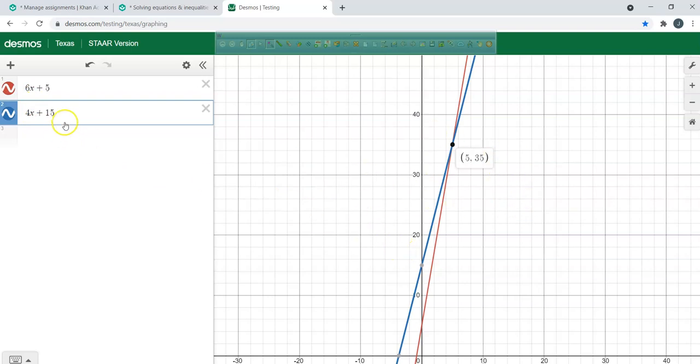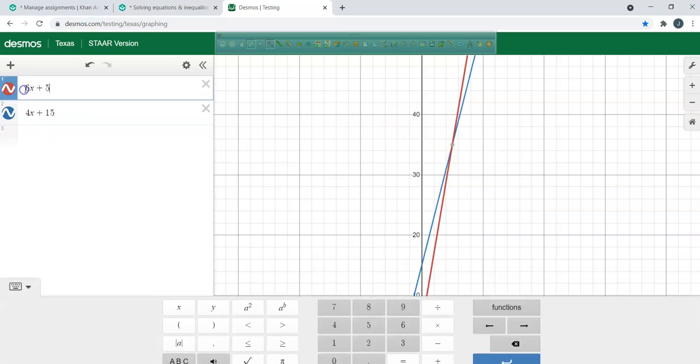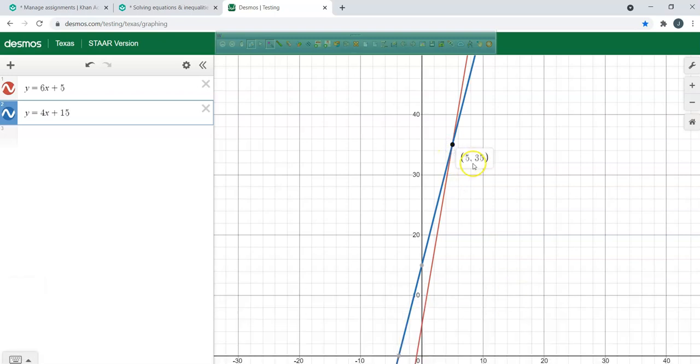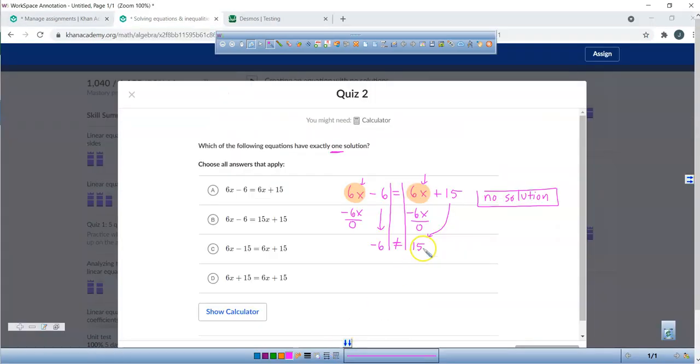I want to make sure you understand all you have to do. If you want to, you could put y equals here and y equals here, and it doesn't change the lines. Oh, I messed up there. Put an equal there and delete that. There we go. So you can still see that's where the two lines meet. All right. So if we go back to our work, here we have no solution.